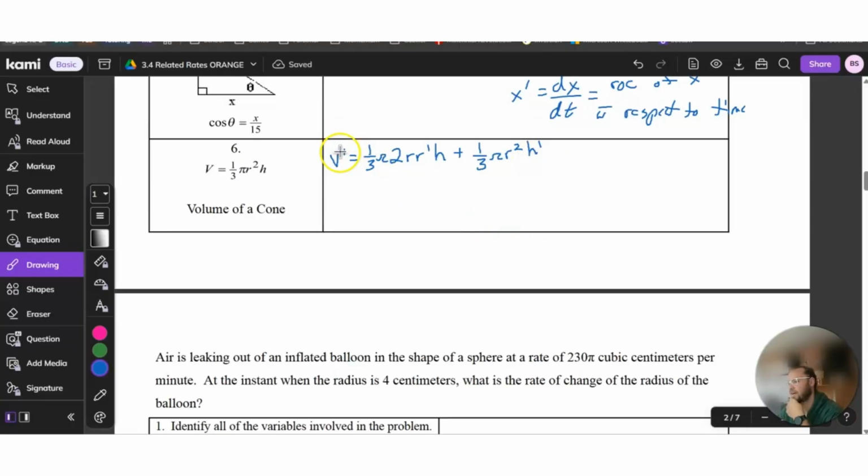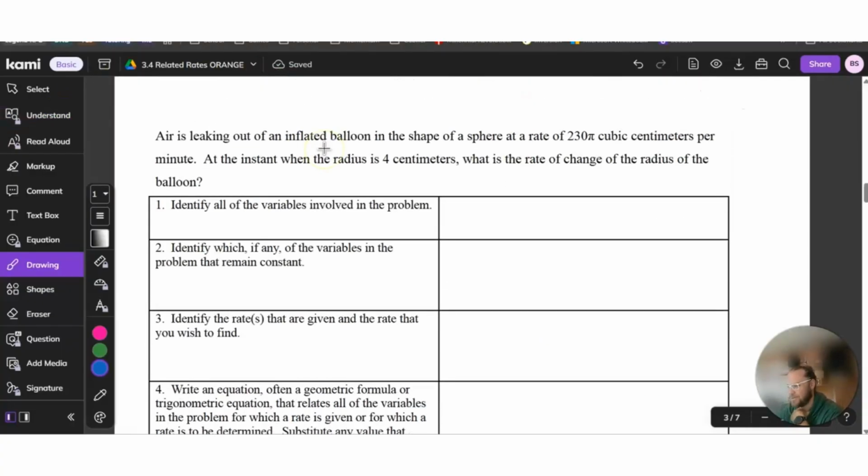And in this case, we've done v prime, r prime, and h prime. So we know what they all are, right? It's the rate of change of the volume, the rate of change of the radius, and the rate of change of the height with respect to time. Amazing. Are you ready to apply it? Well, that sucks for you, because we're going to.